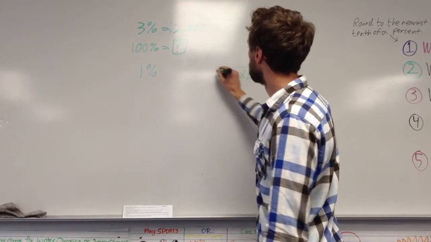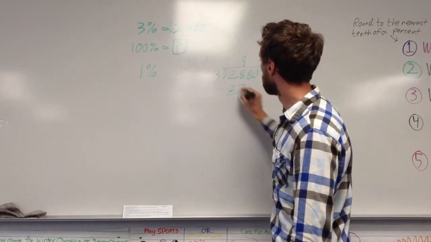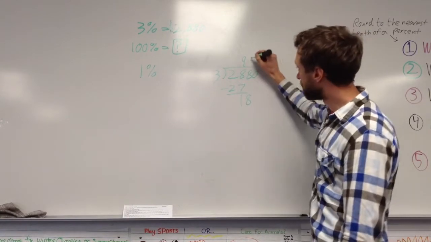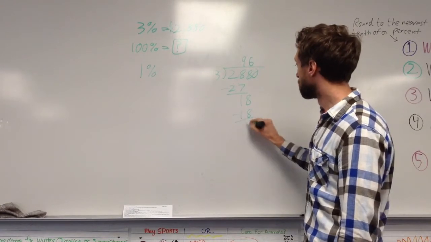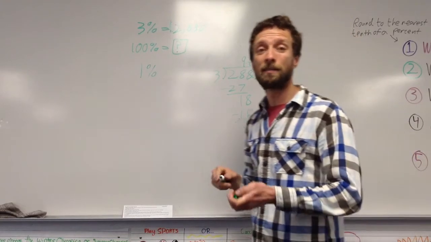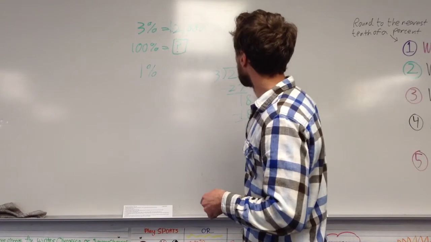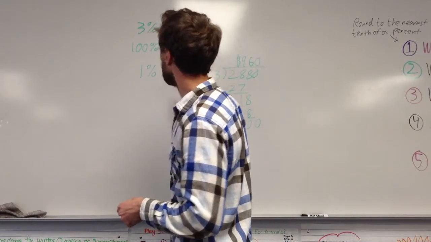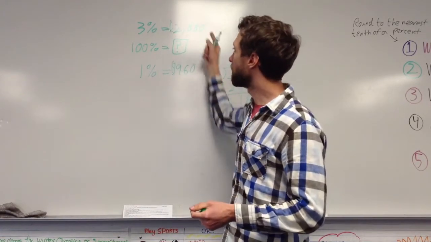So 2,880 divided by 3. 3 goes in 9 times, 27, 1, bring down the 8, 3 goes into 18 exactly 6 times. 6 times 3 is 18, 0, and 0, which means I have a 0 up there. 2,880 divided by 3 is 960. $960 is 1% of all of his sales. So if that's 1%, what's 100%?